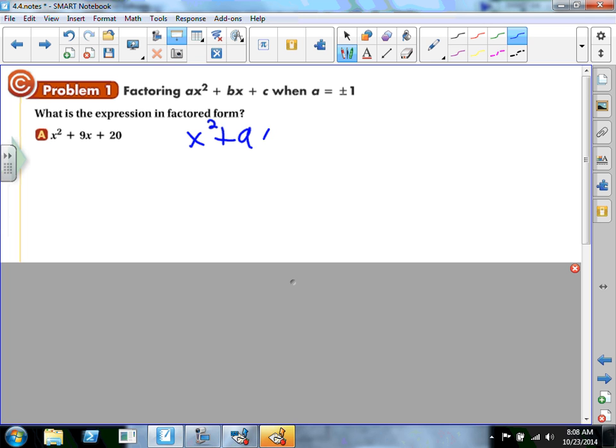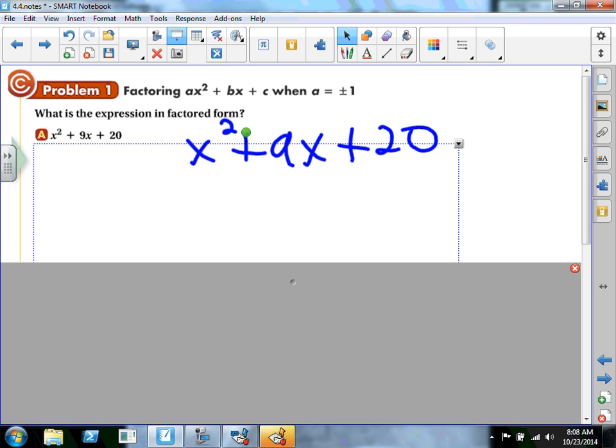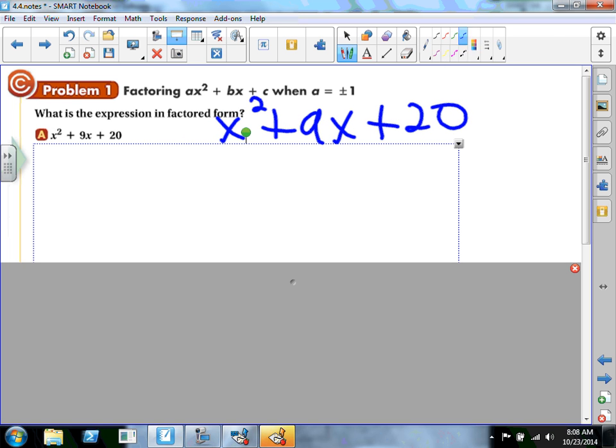X squared plus 9x plus 20. That's a 9 in the middle. It kind of looks like an A, but that's really a 9. Now, if I had to guess, I would say that there's probably 5 of you right now that could factor this in 8 seconds. You already know what it is. I'm hearing somebody say, oh, I'm done, I got it.